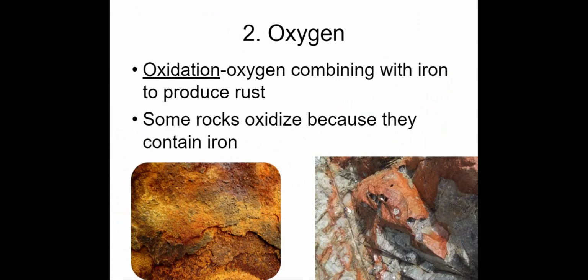Most of you have probably seen rust on a car. Well, rocks can also rust. It's called oxidation, where we've got oxygen combining with the iron in the rock and it produces rust. Just like on a car, it's real fragile and easily broken apart. It's weaker than the metal that used to be there. Same thing on a rock. So those rocks oxidize because they have iron in them.